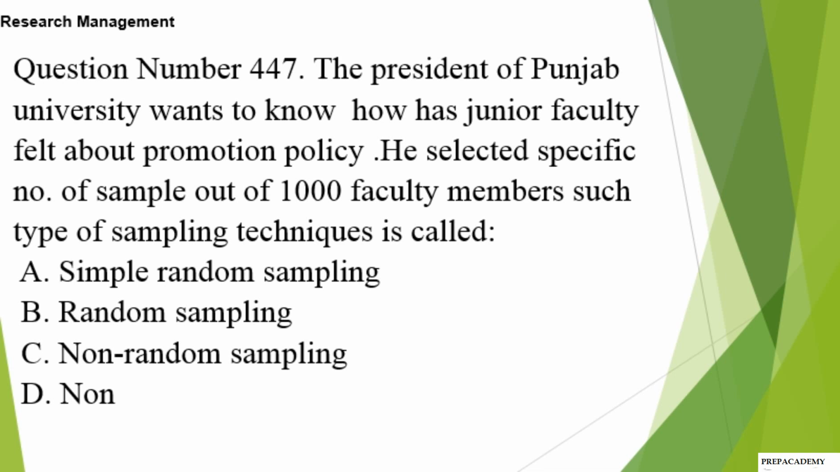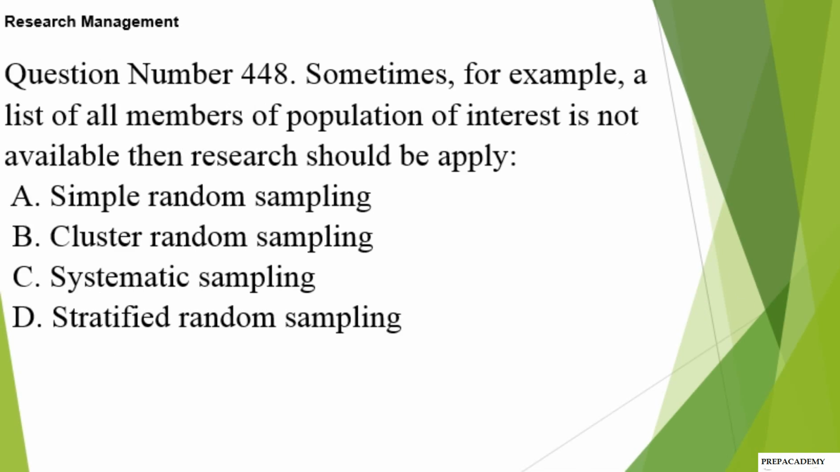Non-random sampling. Question number 448. Sometimes, for example, a list of all members of the population of interest is not available, then which research should be applied? A. Simple random sampling, B. Cluster random sampling, C. Systematic sampling, D. Stratified random sampling. The correct answer is option B.